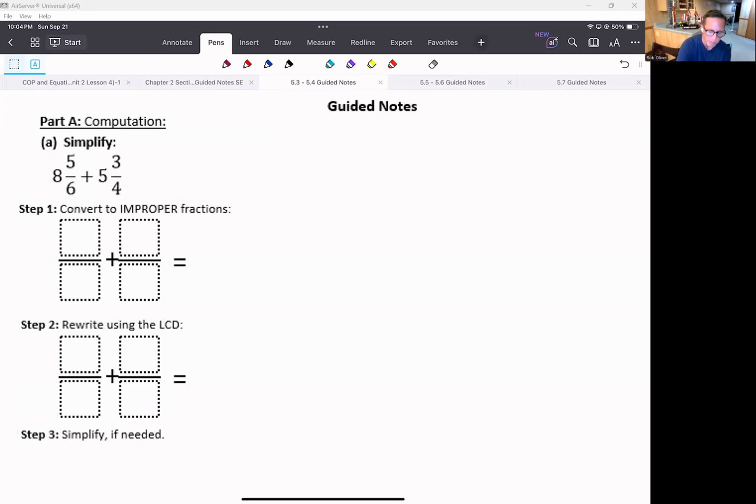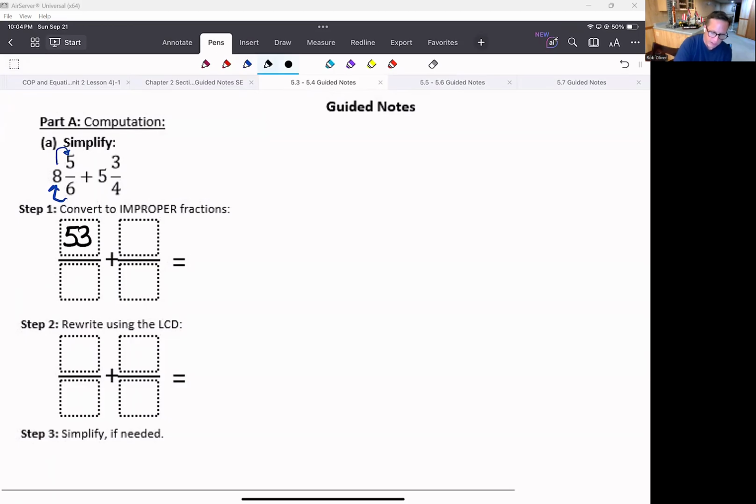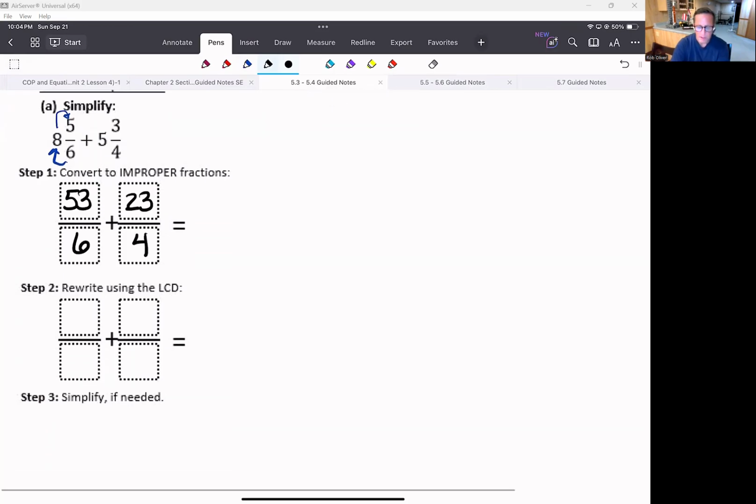Okay, so remember, multiply 6 times 8 and then add 5. So 48 plus 5 is 53. All right, so we get 53, and you leave the denominator from before the way it is, right? You keep the old denominator. And the other one is going to be what? 5 times 4 plus 3, that's 23 fourths.